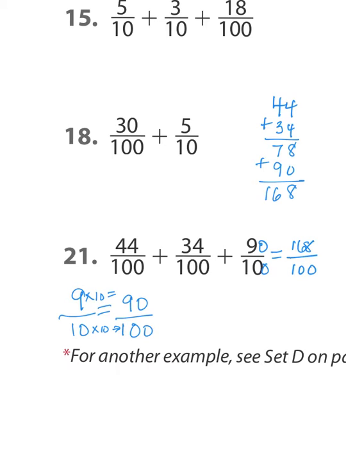However, 168 over 100 is an improper fraction, so I need to change my improper fraction into a mixed number. In order to do that, I ask myself, how many times can 100 go into 168? And I know that 100 can go into 168 one time, with 68 left over. So I would have 68 100ths left over. So my final answer is 1 and 68 100ths.